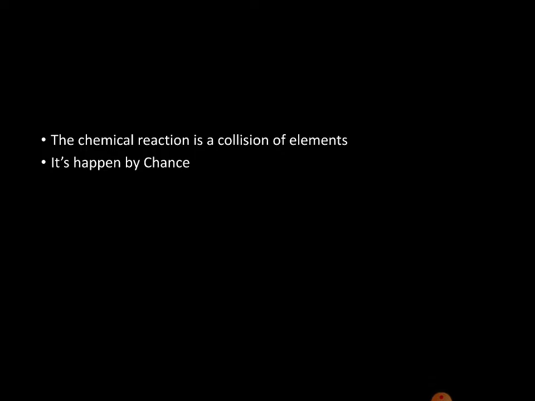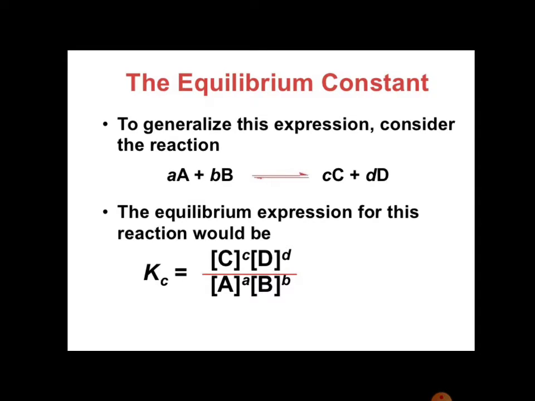In order to understand the chemical equilibrium constant, we have to pre-understand two very basic concepts: a chemical reaction is a collision of elements, and most importantly, it happens by chance. So we will see exactly the same thing happen in this real world, in the micro or nano world. All right, so let's see the equilibrium constant K.